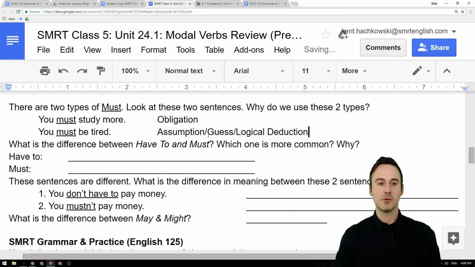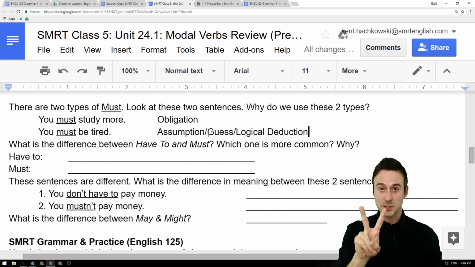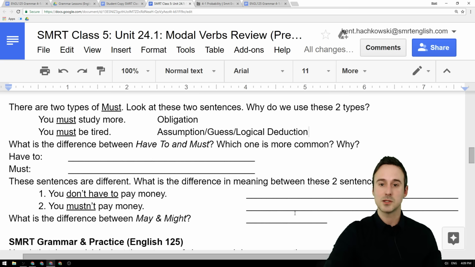You must be tired. You must be hungry. Why? Why are you hungry? Because you ran a marathon. Or you must be tired because you ran a marathon. You stayed up all night on New Year's Eve. You must be tired, okay? So totally right. We use that to make a guess about somebody. So there's two reasons you use must. You must study hard, and you must be tired because I'm guessing that you're tired because you did something.